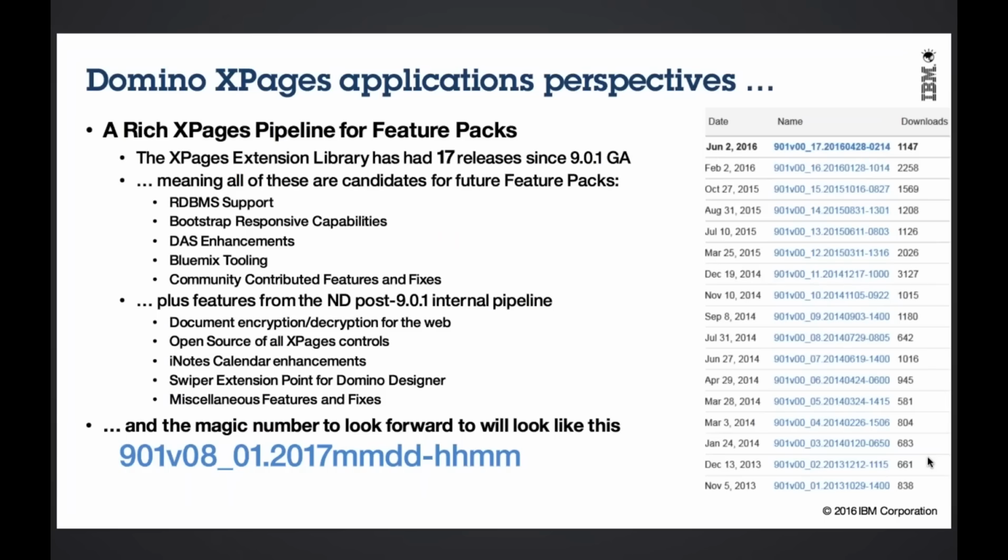So what this effectively means, the magic number that I'm looking forward to would be 901 V08, which would stand for FixPack 8, and then in 2017, at some time, we would very much look forward to the prospect of having extended XPages features from the list above, whatever ones we can contain in those releases going ahead.